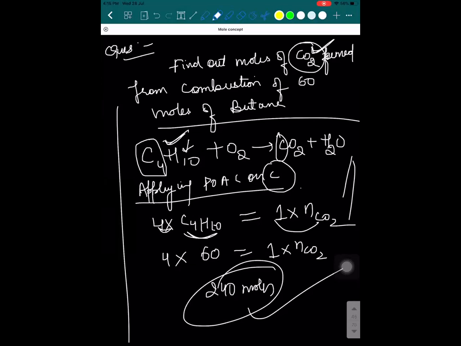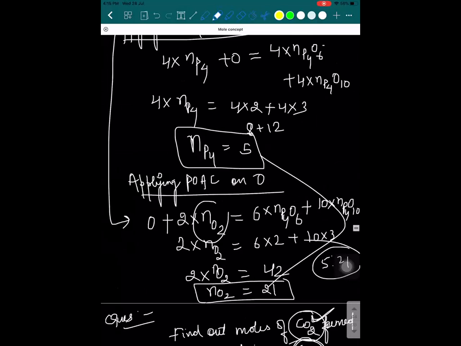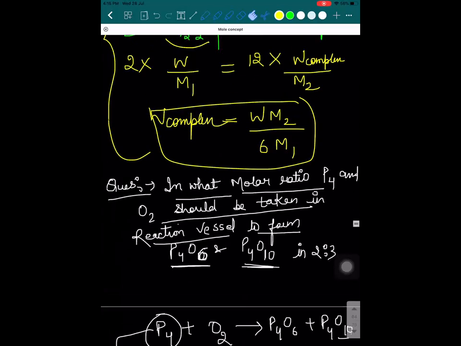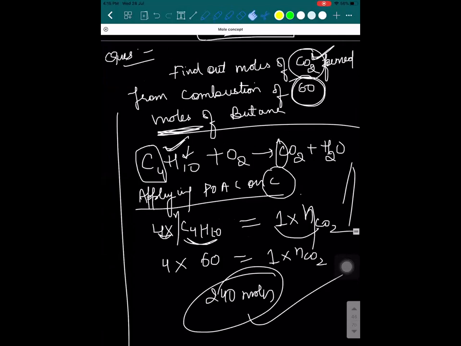Yes, Siddharth, what is the doubt? Ma'am, mass of C4H10 is 58, no, ma'am? Moles already given in the question. Number of moles you have to take now. Every time I am taking number of moles only, everywhere, isn't it? Yes, ma'am. Okay, ma'am. Thank you.